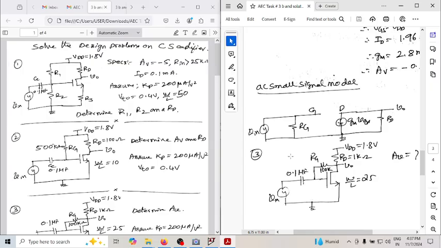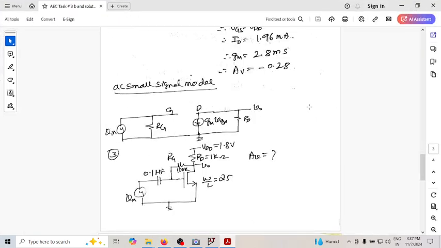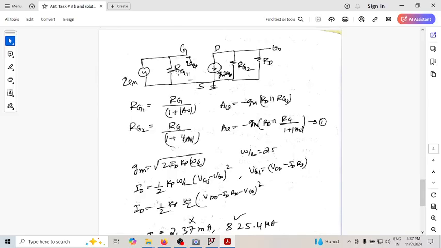Okay, let us move on to the third circuit, where you are again asked to find the gain of the amplifier. This is a bit interesting. There is a resistor connected from drain to gate, which is 100 kilo ohm. So we are asked to find what is the AV of this. Before we start writing the equation, first let us write the small signal model. This is how the small signal model will look.